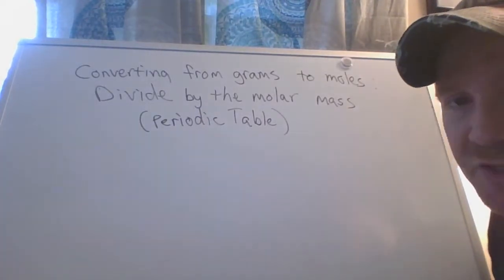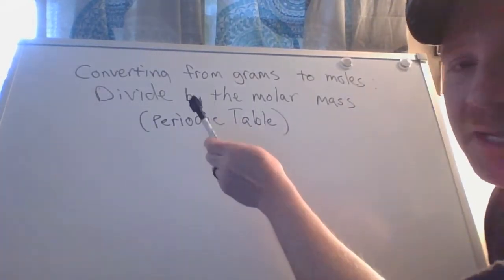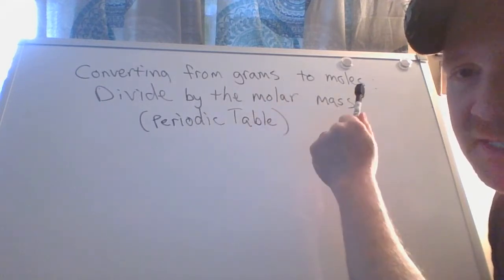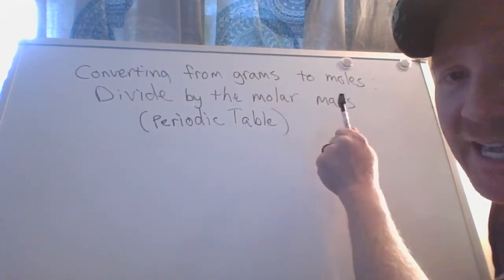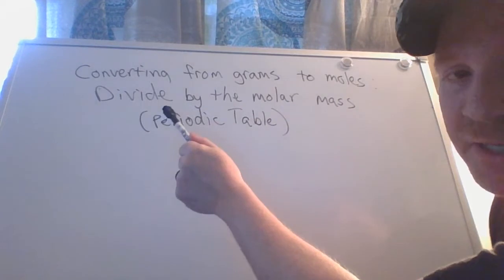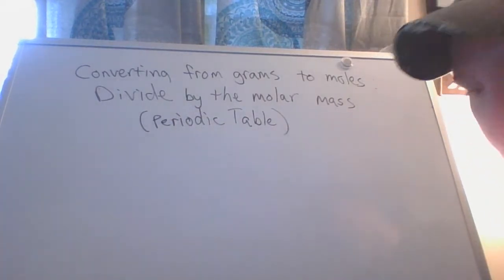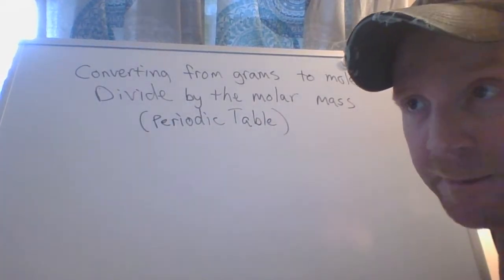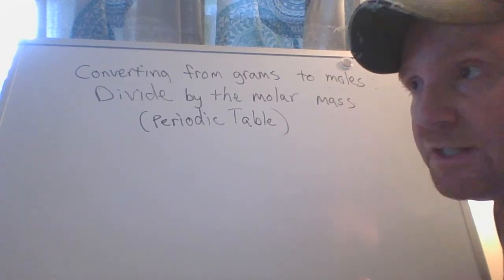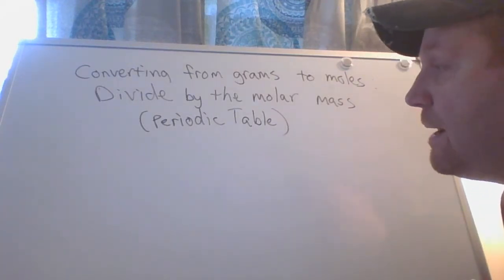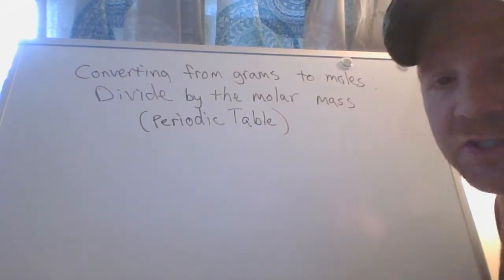Okay, after the pause, I've changed it up once again. This is going to be converting from grams to moles this time. We're going to have a number in grams, and we're going to get it into moles. You're simply going to divide by the molar mass from the periodic table. I'm going to make up a number. Let's use, what did we do last time? I did carbon, right? Let's do carbon again.